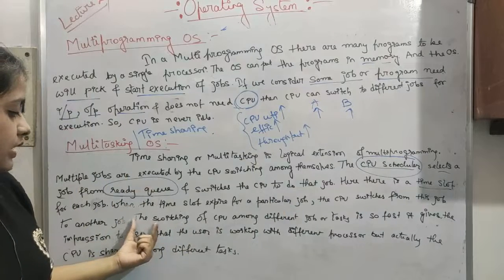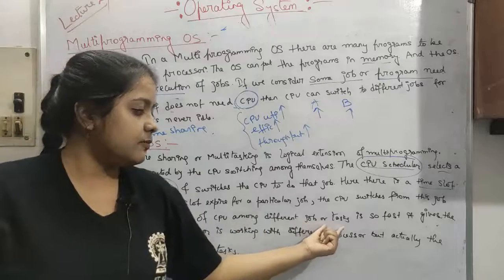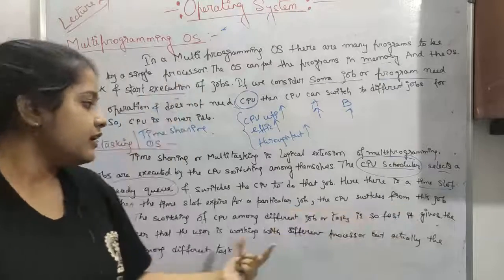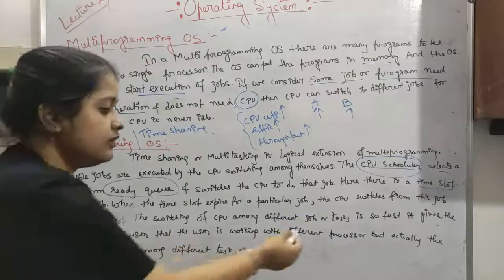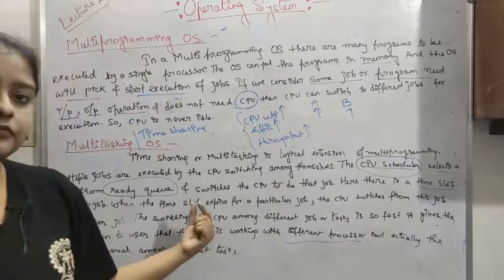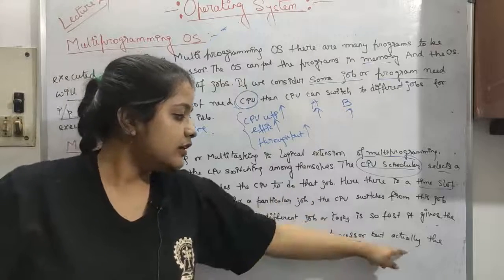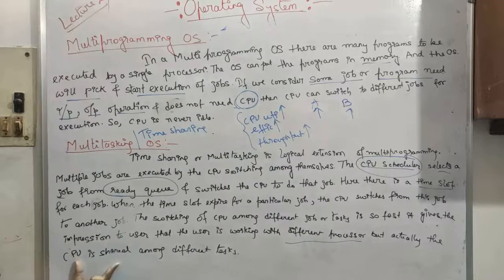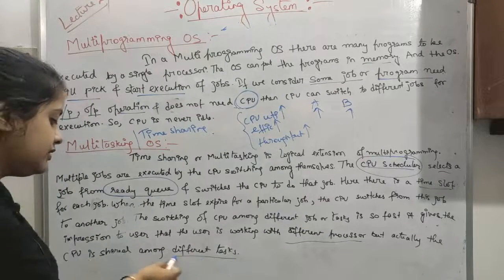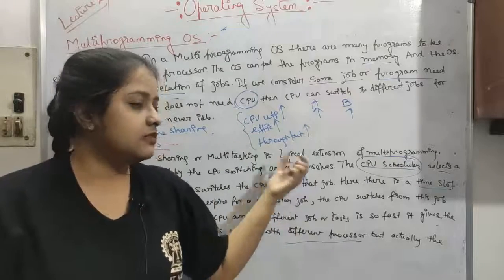Now why is it called multitasking? Let's see. The switching of the CPU among different jobs or tasks is so fast that it gives an impression to the user that the user is working with different processors. The switching is so fast that it gives us an impression that it is doing multitasking. The CPU is shared among different tasks, but it gives us that impression because it is very fast.